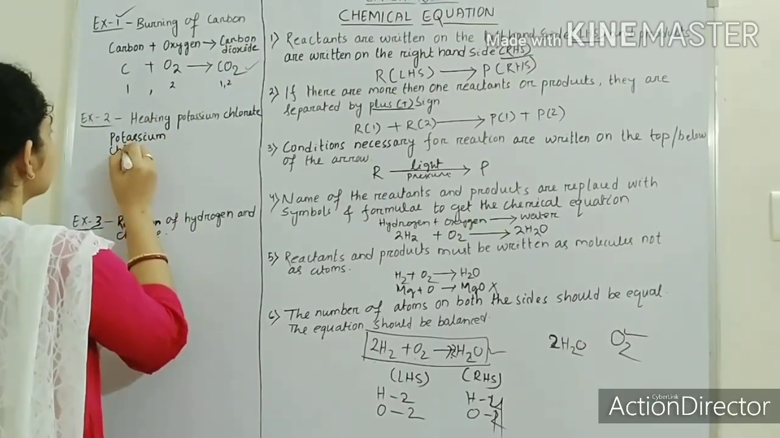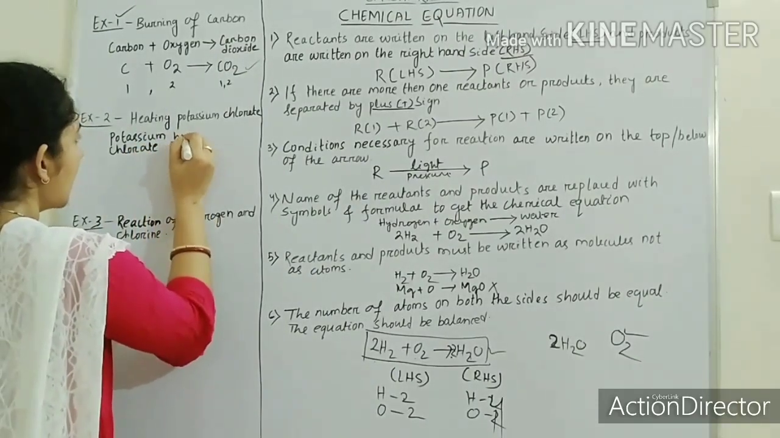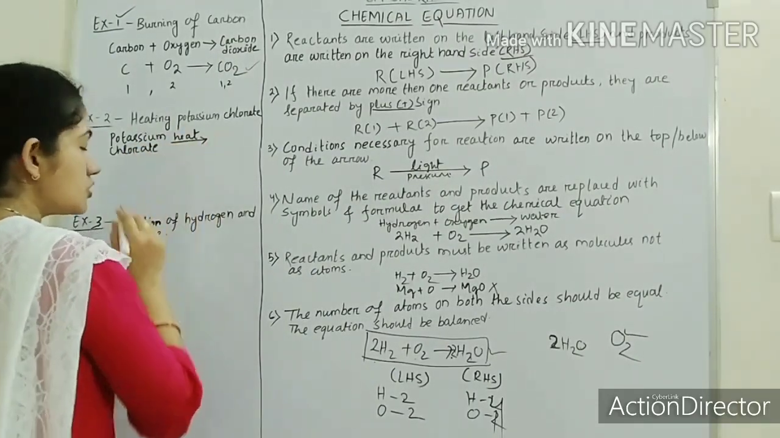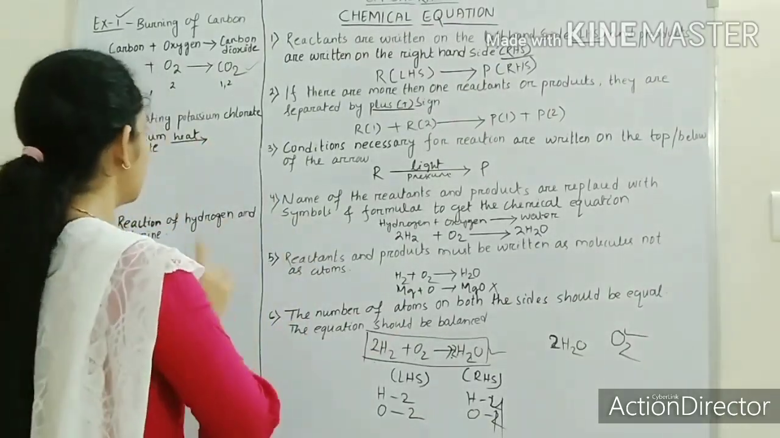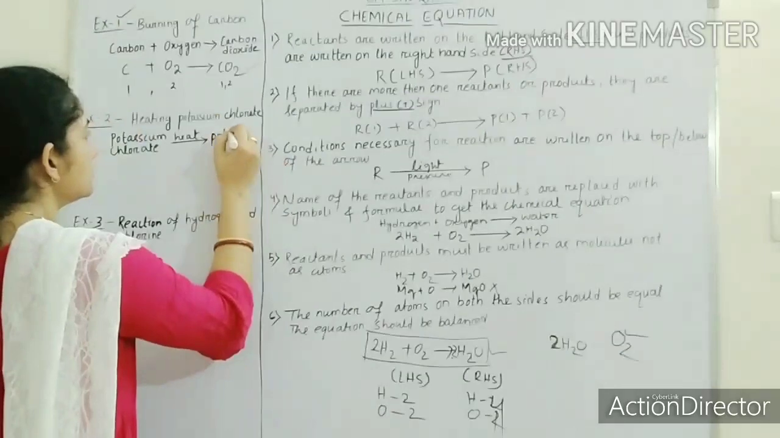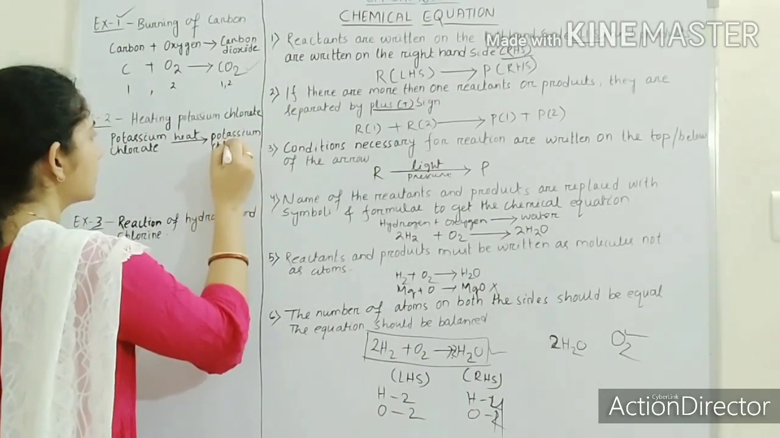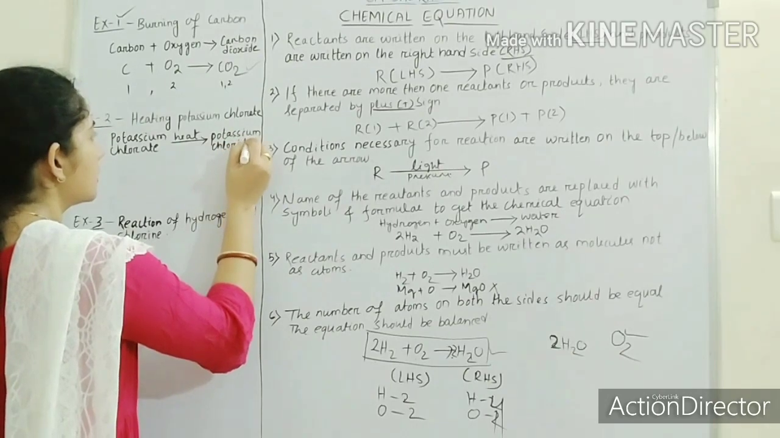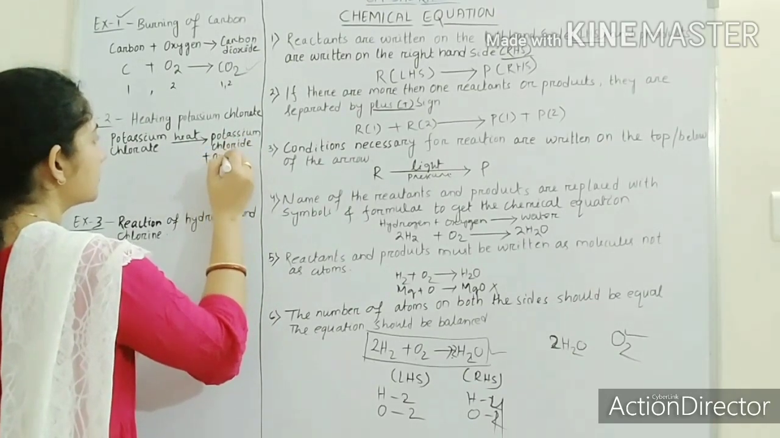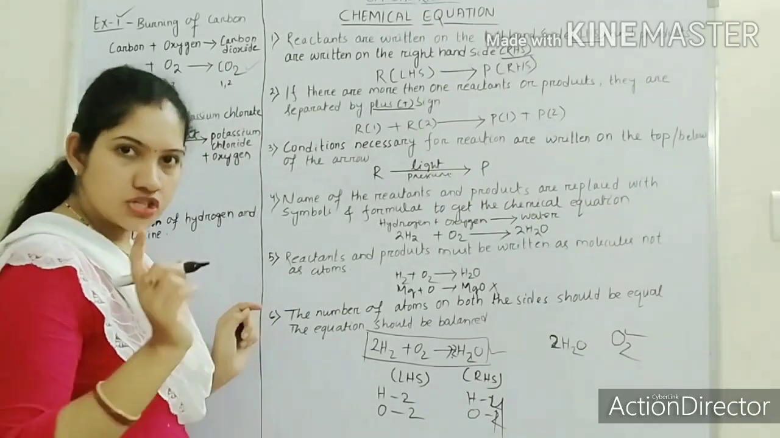Potassium chlorate, when it is heated, as I said, the conditions should be written on the top or below the arrow mark. Okay, we will get potassium chloride plus oxygen. Got it? So we can write the chemical equation for this.